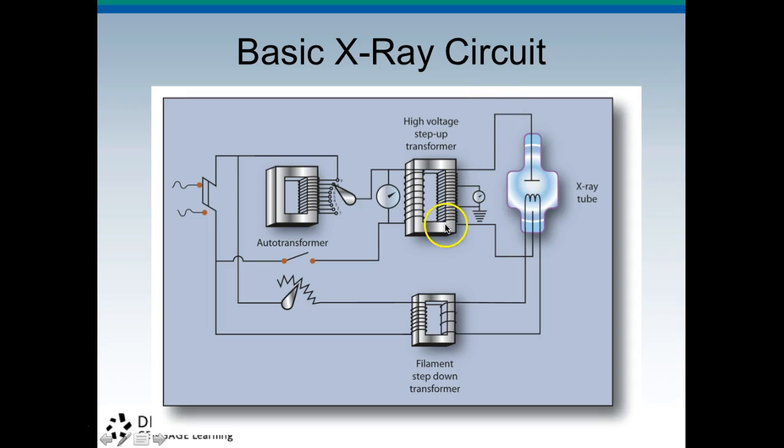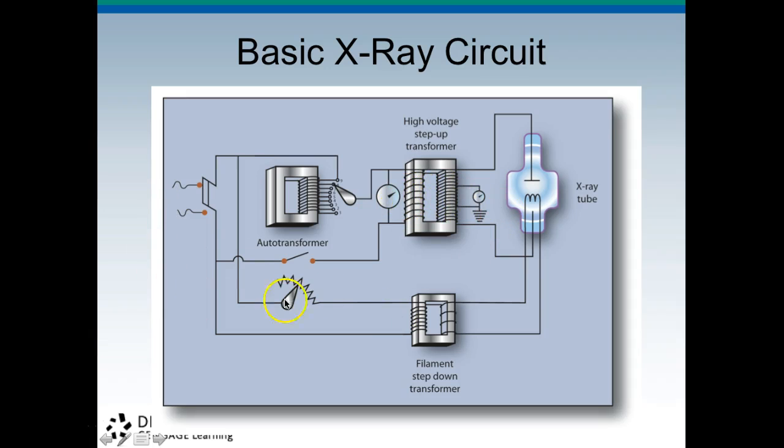So looking here, we have your autotransformer. You can see we can pick which one. And then we have your step-up transformer. So you can see the coiling here versus the number of coils here. So that tells you that this is a step-up transformer.